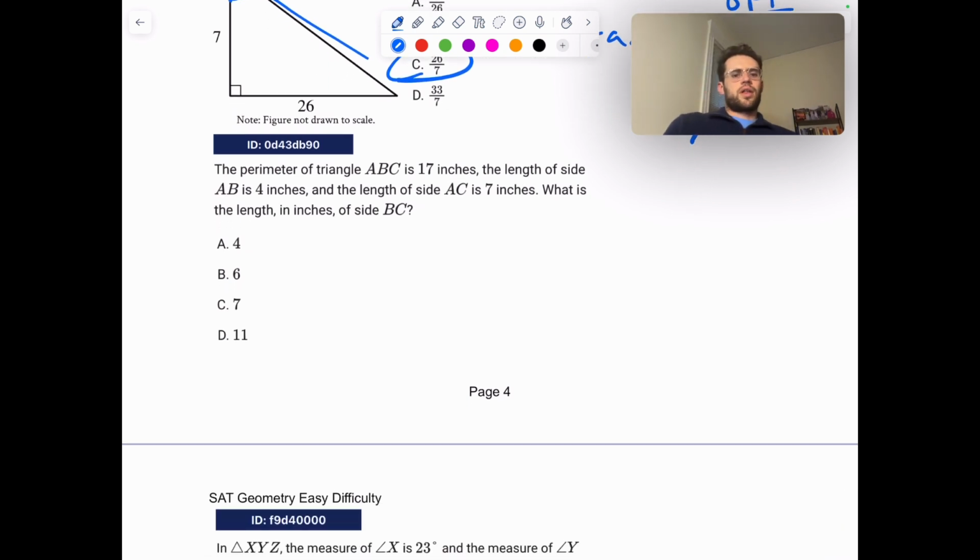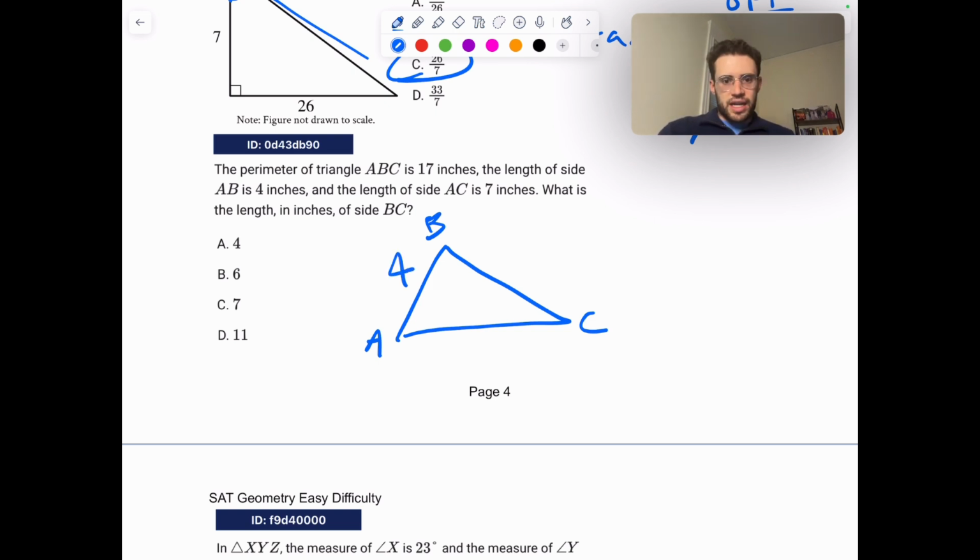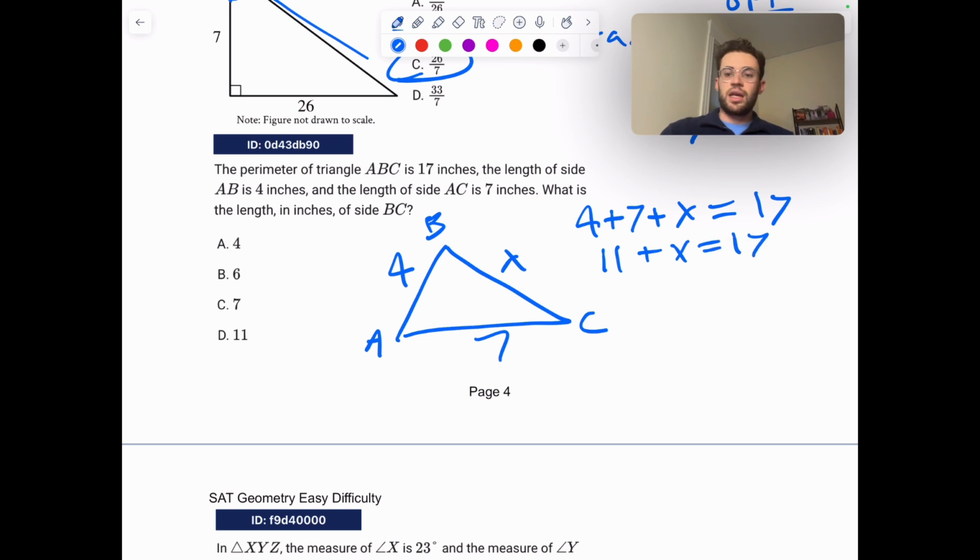The perimeter of triangle ABC is 17 inches. That's when you add up all of the sides. So let's draw it not to scale. So AB plus BC plus AC would all add up to 17. The length of side AB is 4 inches. The length of side AC is 7 inches. What is the length of side BC? Well, we know 4 plus 7 plus BC, let's call that x, would add up to 17. 4 plus 7 is 11, so 11 plus x equals 17. Again, you can think what plus 11 gives me 17, which would be 6, or just subtract 11 from both sides. 17 minus 11 is also 6. So this would be 6. To check it out, 4 plus 6 is 10, plus 7 is 17.